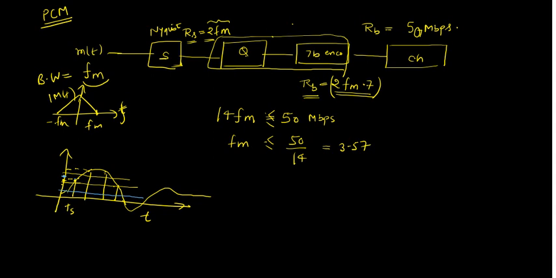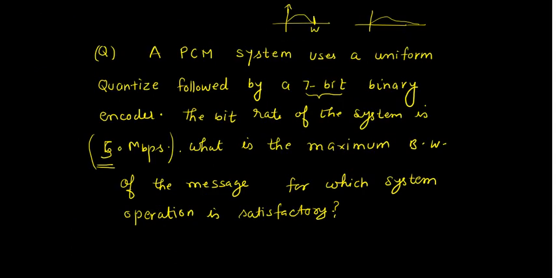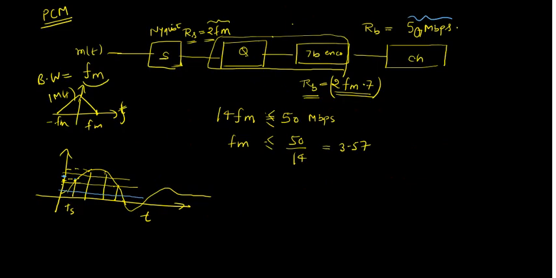So now the bit rate is 14 FM, and as our question says, the bit rate of the system is 50 Mbps. There might be many reasons why we are allowing 50 Mbps. Maybe our channel can accommodate only that bandwidth which is suitable for a signal of this data rate. So the PCM system is giving you an output of 50 Mbps, or the application demands 50 Mbps, you can say.